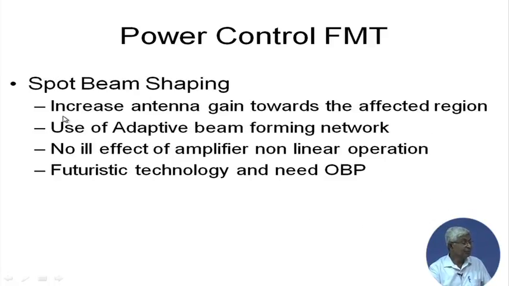It could be done by spot beam shaping, that is, increase antenna gain towards the affected region, and use an adaptive beam forming network. There is no ill effect of the amplifier nonlinear region, because you are shaping the beam only, not changing the amplifier. You are increasing the EIRP by gain control of the antenna. It is a futuristic technology; you need an onboard processor, etc.